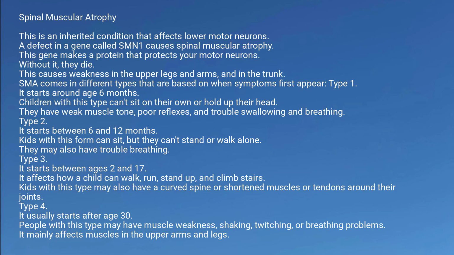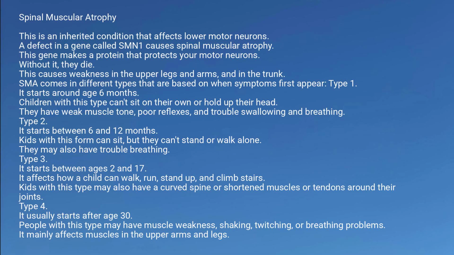Spinal muscular atrophy. This is an inherited condition that affects lower motor neurons. A defect in a gene called SMN1 causes spinal muscular atrophy. This gene makes a protein that protects your motor neurons. Without it, they die. This causes weakness in the upper legs and arms, and in the trunk. SMA comes in different types that are based on when symptoms first appear.